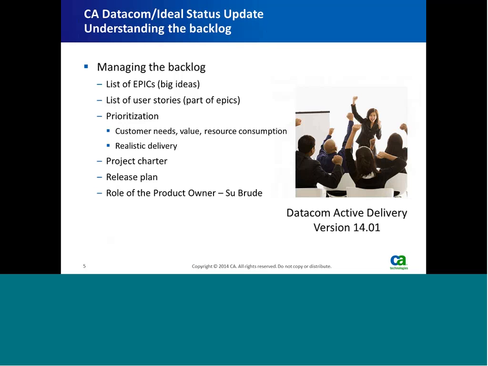As part of managing the backlog, we obviously have to constantly do prioritization. Prioritization means that we have taken into effect the customer's needs, the value of the features, the resources that will be consumed in order to deliver the feature, and what is the realistic delivery to the client. How can we be sure that what we deliver and the time that we deliver it makes this a valuable part of what we're delivering?